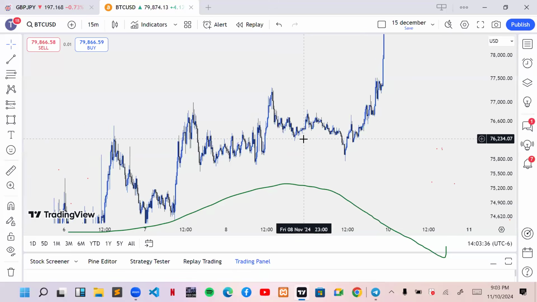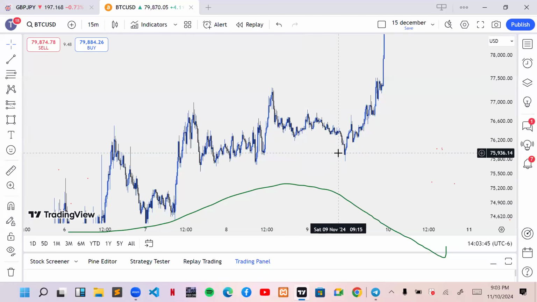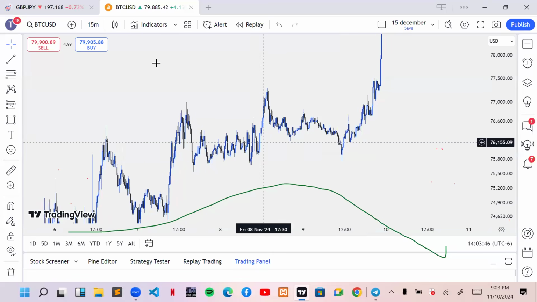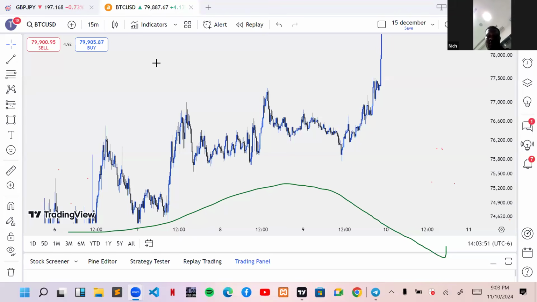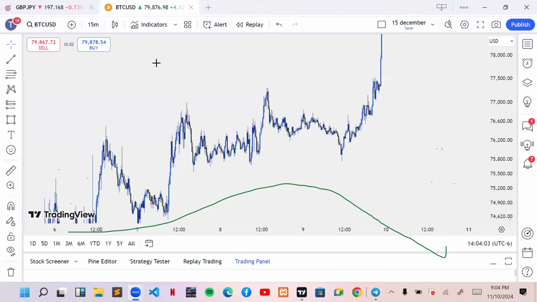Before it broke that structure, it gave another order block on the same line with the breaker block. Can you get that chart? I'll send the chart to your DM now. So it gave that breaker block and order block on the same line. I marked everything out and was expecting it to come back. Then the market came back down to around that same level, but it did not tap into that order block and the breaker block.